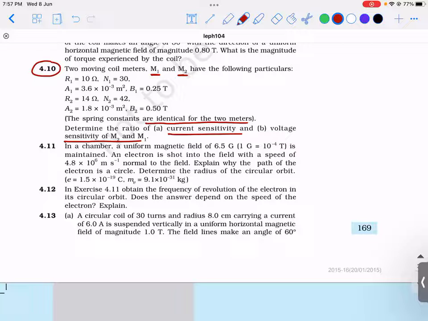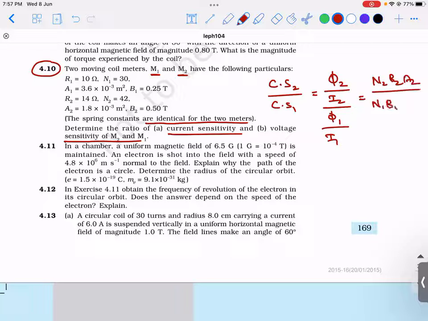Correct. Yes. Current sensitivity 2 divided by current sensitivity 1 is equal to how much? Phi 2 divided by I2 divided by phi 1 divided by I1, or N2 B2 A2 divided by N1 B1 A1, because K1 and K2 will get cancelled. So correct. So voltage sensitivity 2 divided by voltage sensitivity 1 will be 1:1.